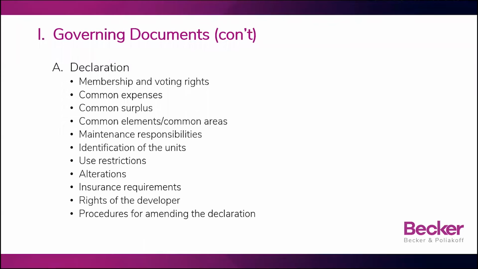And probably one of the most important, and what I'll end this on, is the procedure to amend the documents. I see documents that say anything. The declaration can be amended by a 2/3 vote. Well, does that mean 2/3 of everybody or 2/3 of those who vote? It's not that hard to make it clear. If you want it to be 2/3 of the entire voting interest or 75% of the entire voting interest, easy enough. Use those words. If you want it to be 2/3 or 75% of those present in person or by proxy at a meeting where a quorum is established, then say that. Easy enough.